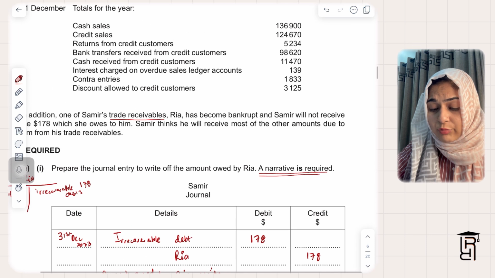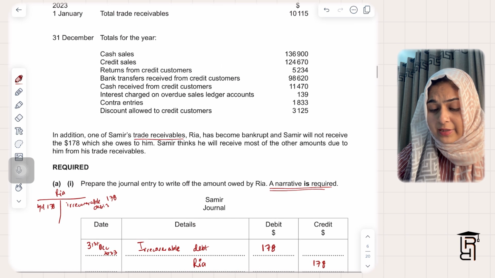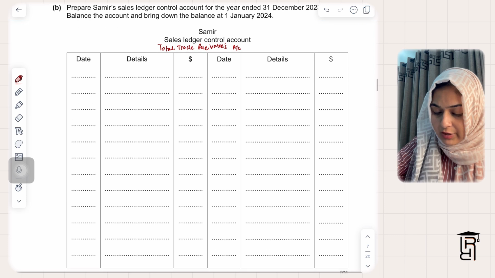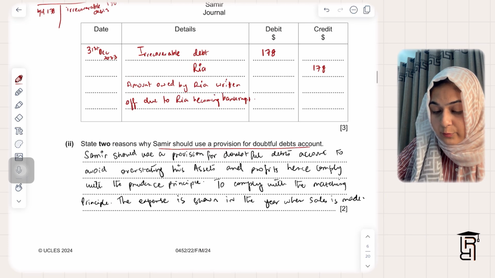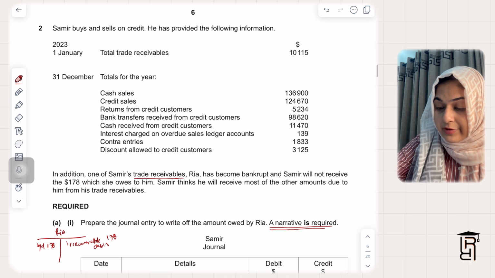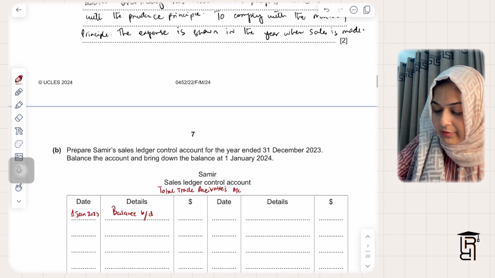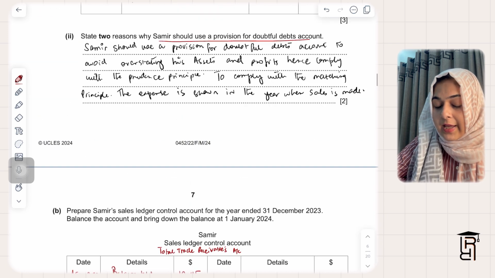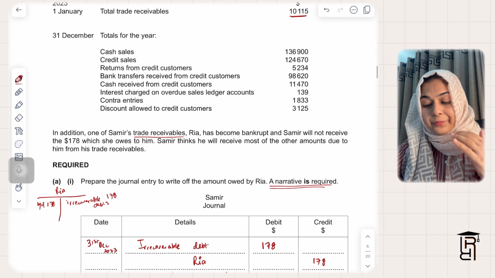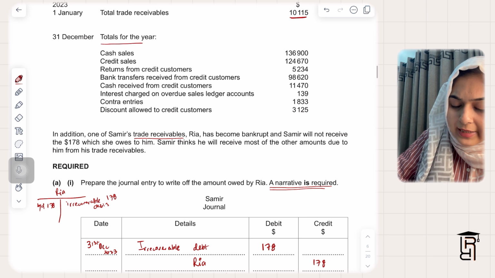Here they have given you an opening balance for trade receivables. So I'll write here 1st January 2023, balance brought down, and I'm going to write here total trade receivables, that is 10,115. So I'll write here 10115, and then I'm going to record everything from these totals that are given.